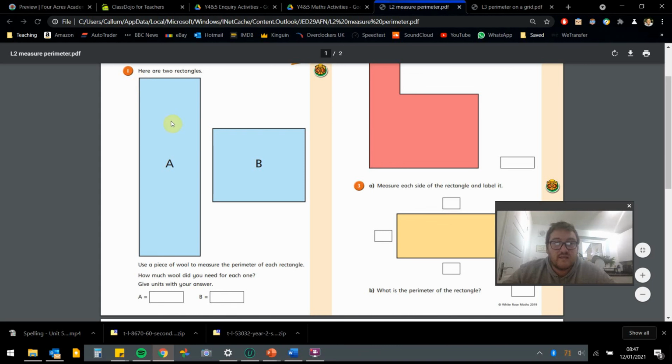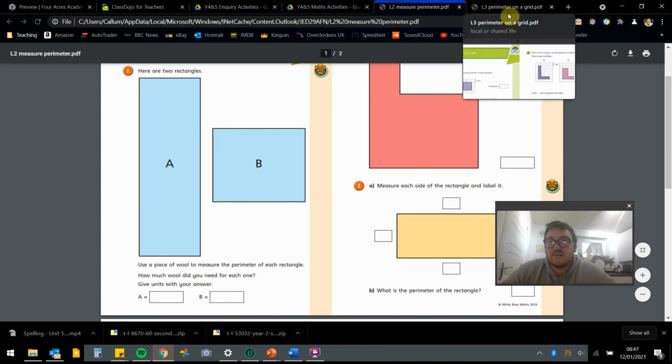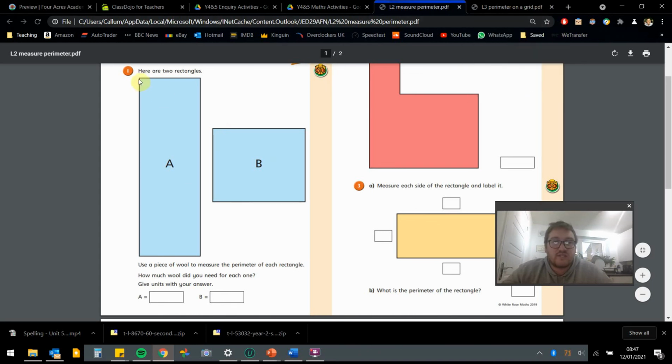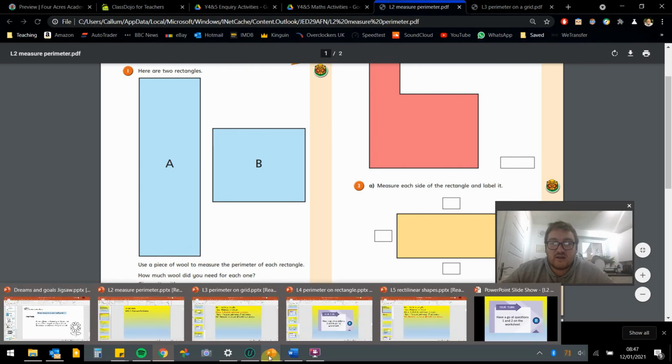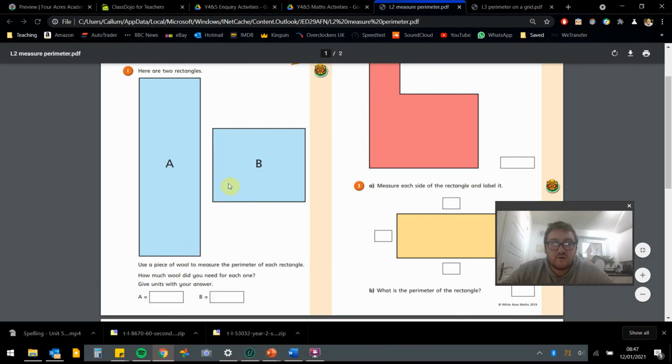Alternatively, what you could do is take a ruler. You could, starting at 0, measure this length to here, jot it down, and then you can measure this length to here and jot it down. And then just like in our 9 plus 4 plus 9 plus 4, do you need to measure these lengths again, or have you already done it? So have a go at measuring these sides, and then the question is, use a piece of wool to measure the perimeter of each rectangle. How much wool did you use for each one?